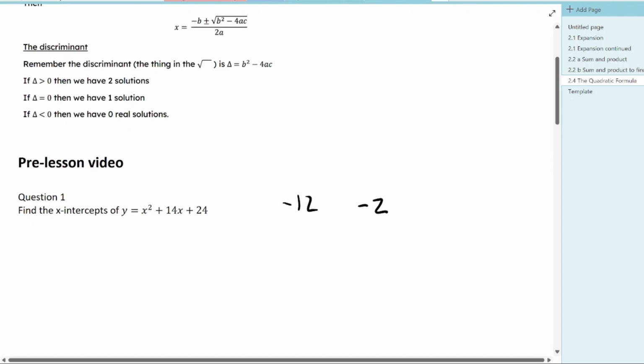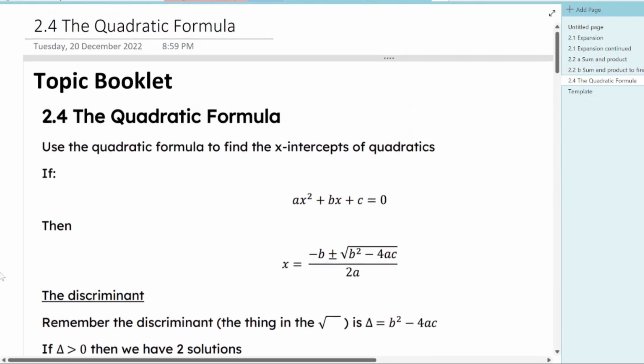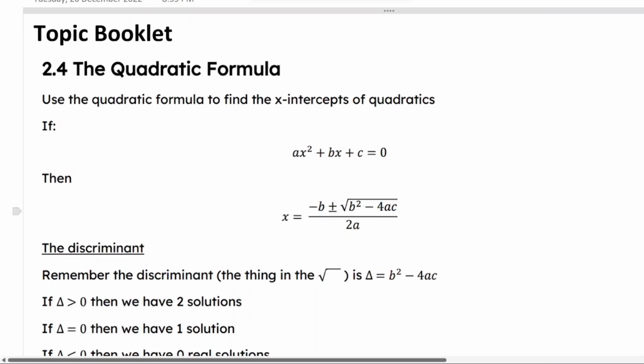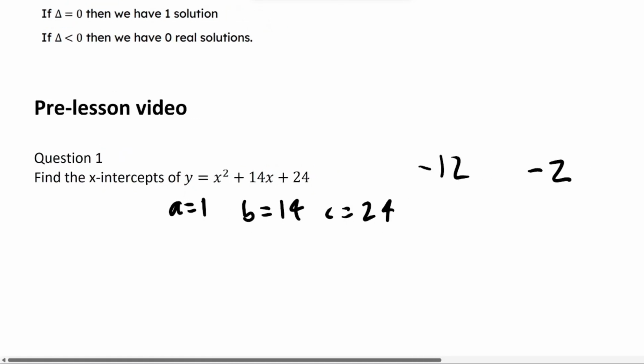Hopefully we will. So with the quadratic formula, you first need to label your quadratic with a, b, and c. So a is the number with the x squared, b is with the x, and c is on its own. So if you imagine it like 1x squared, then a would be 1, b would be 14, and c would be 24, just like that. So then we'll use our quadratic formula on this.